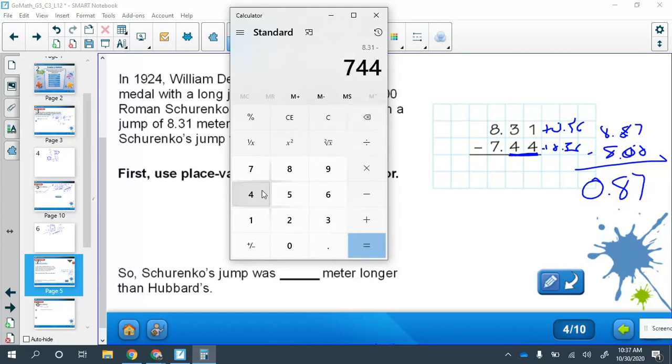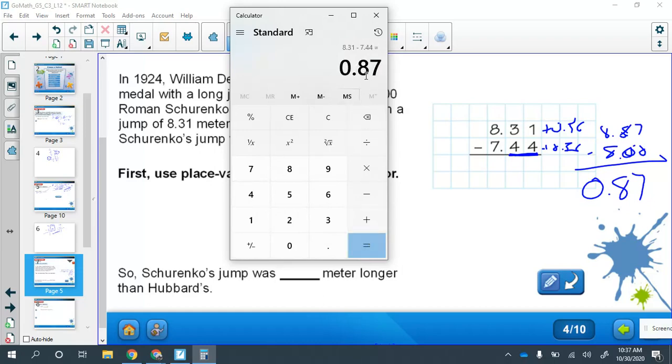Like if I forget to click on it and then I do this, I'm going to get an answer that's really, really wrong, right? I get negative 735. That is nowhere close to what we got, right? And the reason why is because I forgot to click on my decimal in my answer. So 8 and 31/100ths minus 7 and 44/100ths. And then I just click on the equal sign, and there we go.